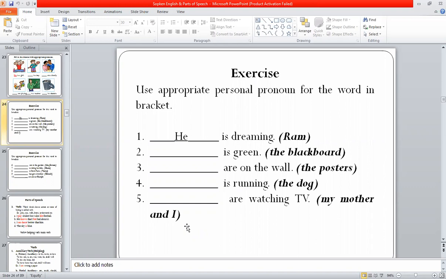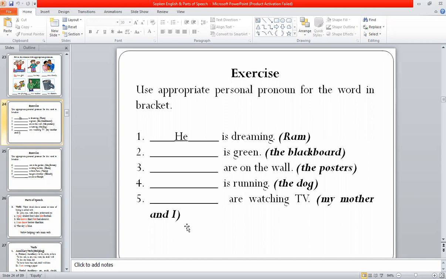Then the next example is the blackboard. So what will be the pronoun for it? It. Yes, it is green. Okay. The blackboard is green. We will use it is green. Then the next is the posters are on the wall. What will be its pronoun? They are on the wall. Okay, yes, correct.